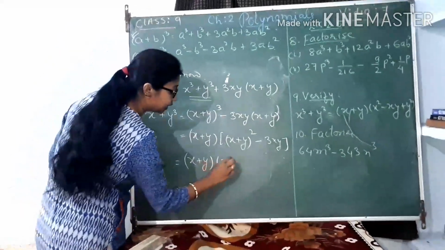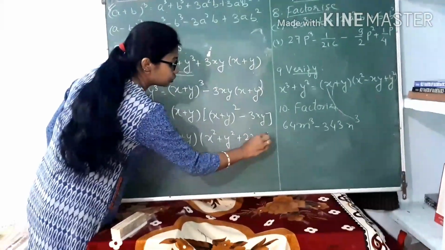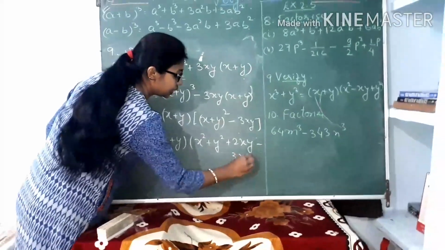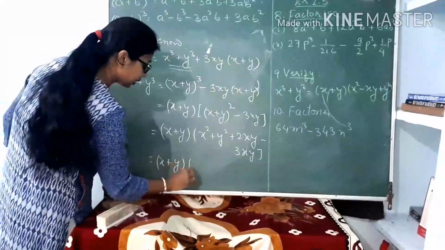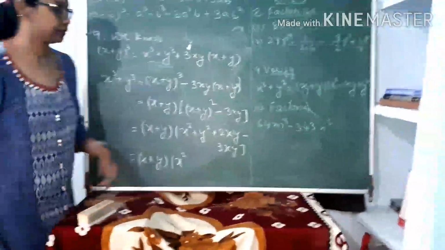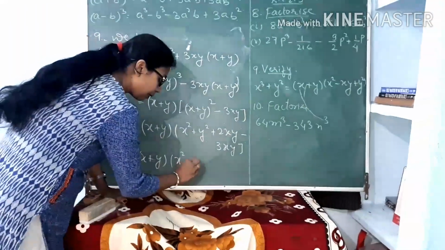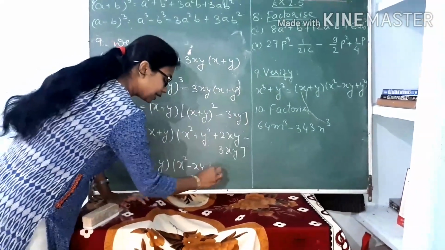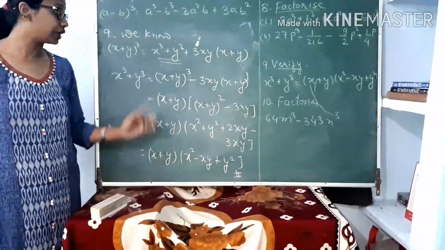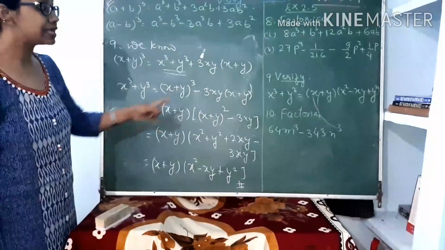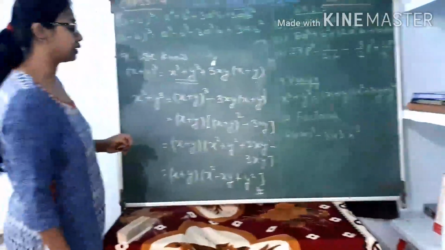You know the identity a square plus b square plus 2ab, so 2xy minus 3xy, already here you write down. X plus y, x square, 2xy minus 3xy will be minus xy, and plus y square. So hence it is verified. So remember this, in many places we use this as an identity. This is also an identity.